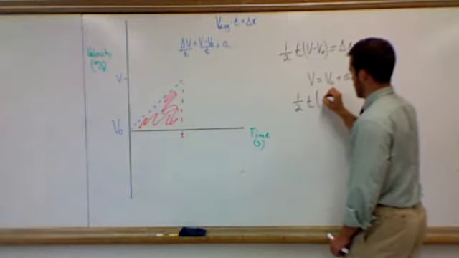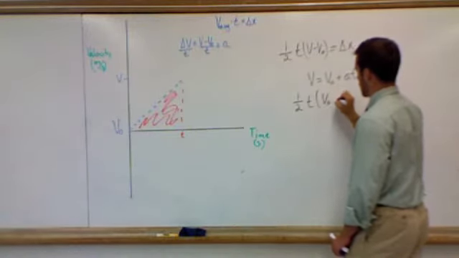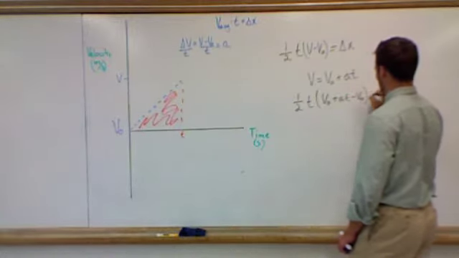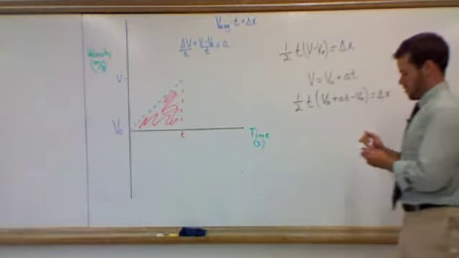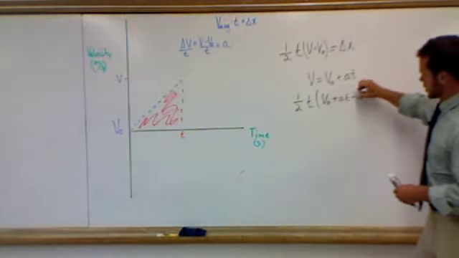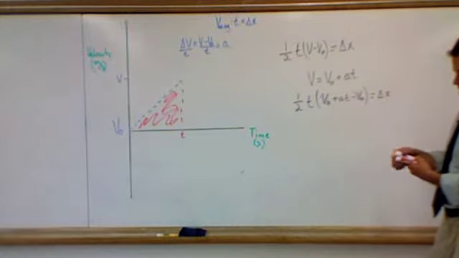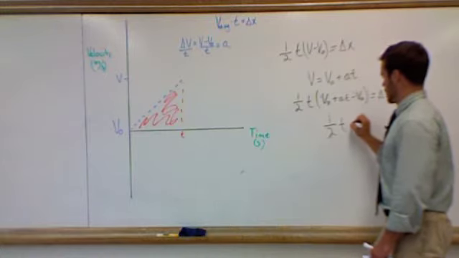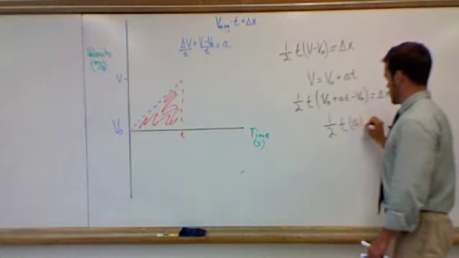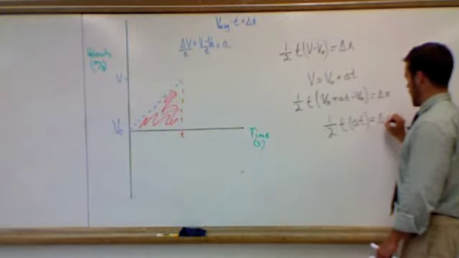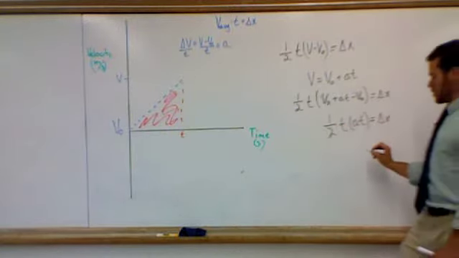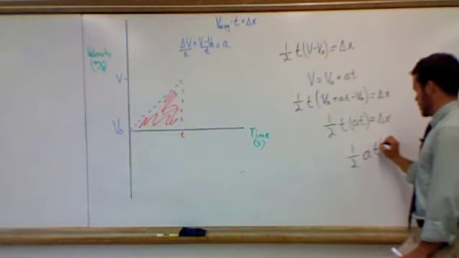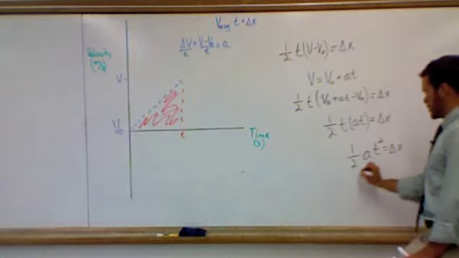1/2 t times (v naught plus a t minus v naught) is equal to delta x. Going through here, these terms will cancel, and we're left with 1/2 t times a t is equal to delta x. Distribute this through: 1/2 a t squared is equal to our change in position.